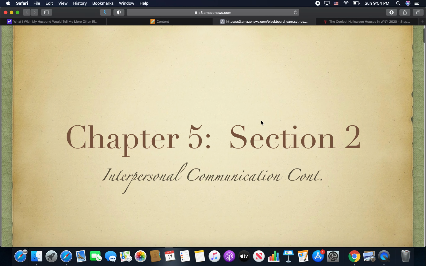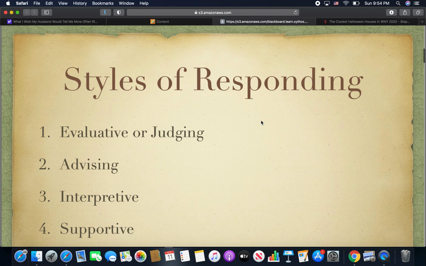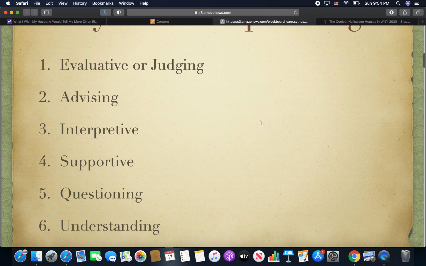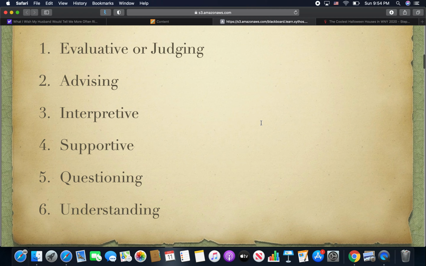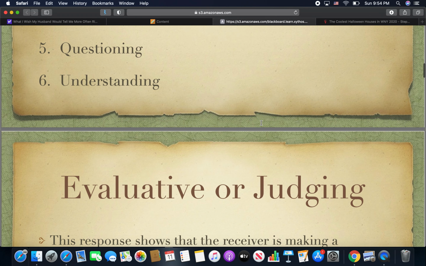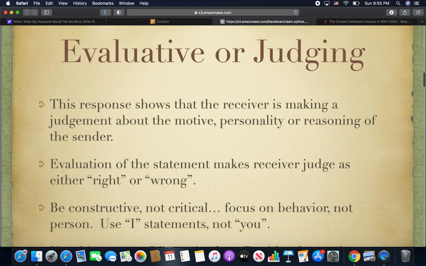Now I'm going to go on to the second section. When we're communicating, there are different styles in responding. We can be a mixture of these, but as I go through them, you're going to find that one or two tend to stand out to you as the way you tend to respond to people. So the first one is evaluative or judging.